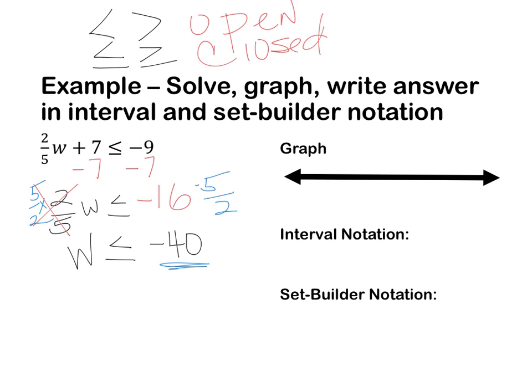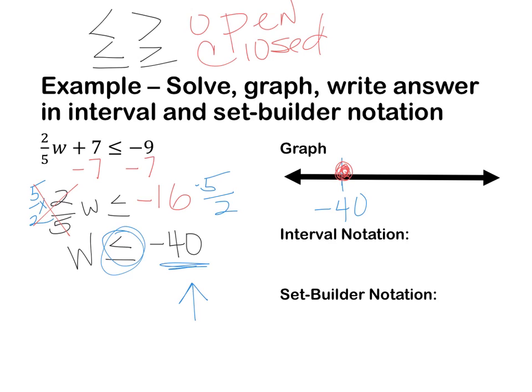Alright, so your solution here is your starting point on your number line. You don't have to mark your whole number line. I'm just going to indicate -40 on the number line. And it is the or equal to, so that means I have a closed circle.